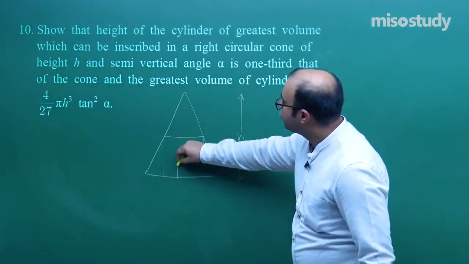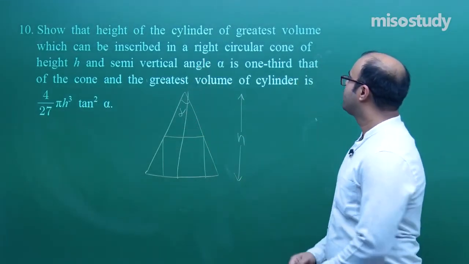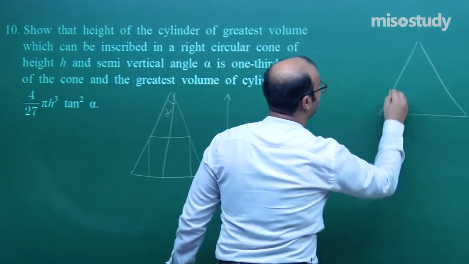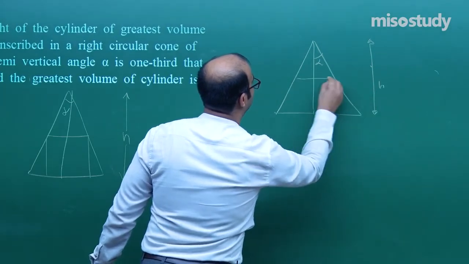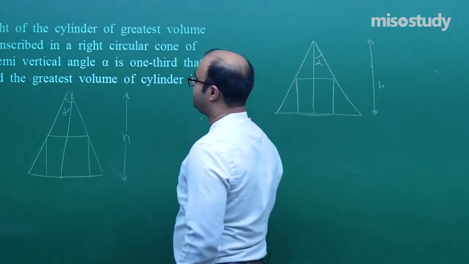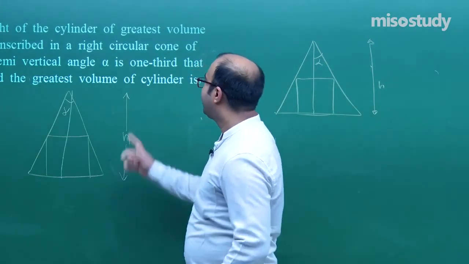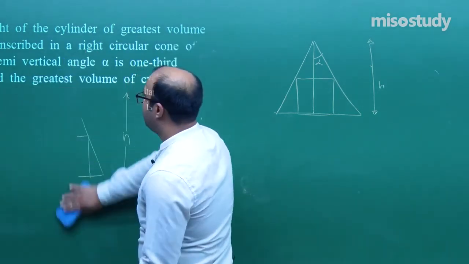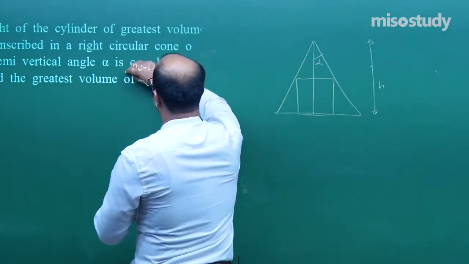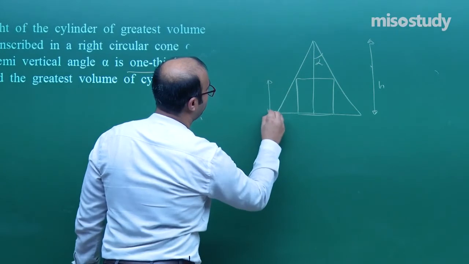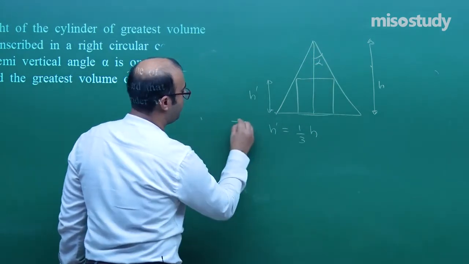Semi-vertical angle is also given, that is alpha. Alpha is the semi-vertical angle of this cone. Let me draw it here to be more clear. This is the height h, this is the semi-vertical angle, and this is the cylinder which is inscribed in this. Now we have to show that, for the greatest volume of the cylinder, what should be the height of the cylinder? They are saying 1/3. That means this height of the cylinder, h dash, should be equal to 1/3 of the height of the cone. This we have to prove.